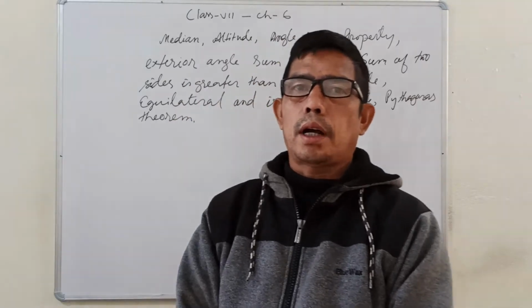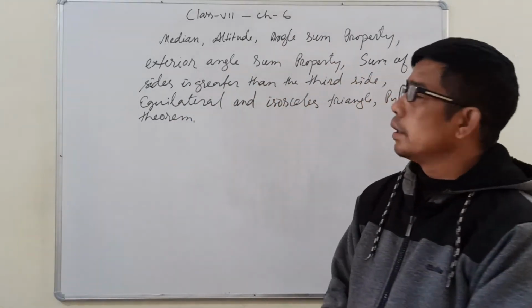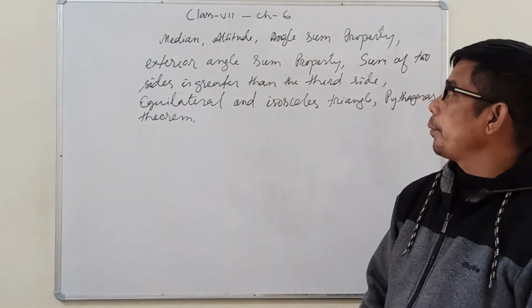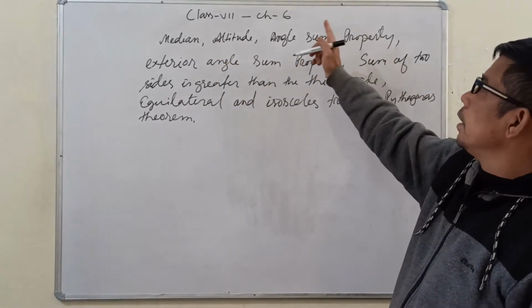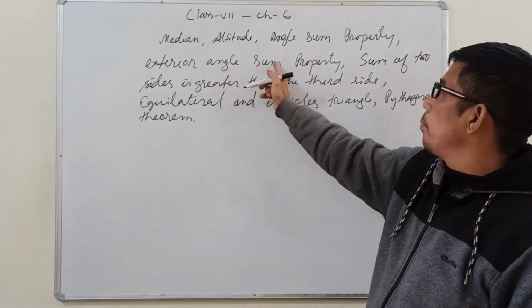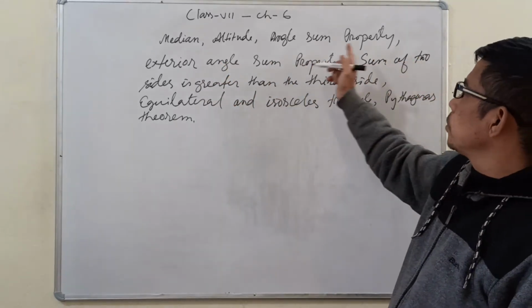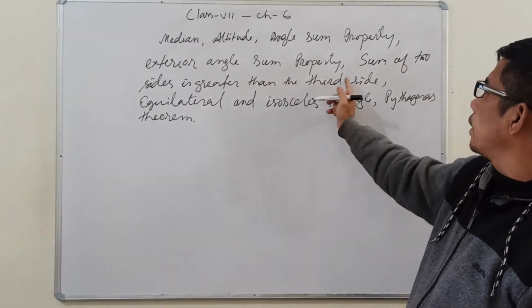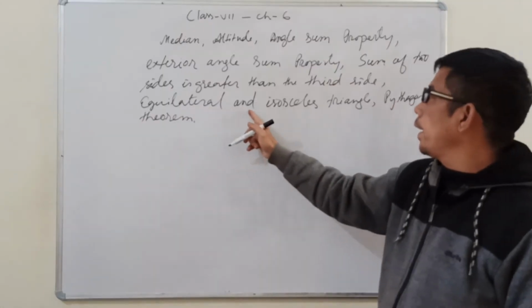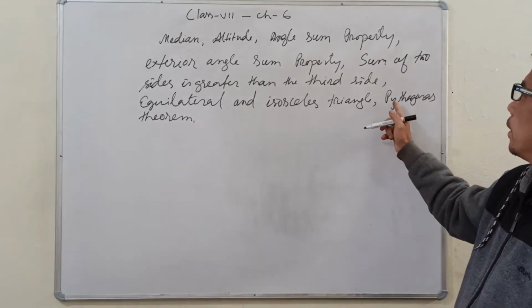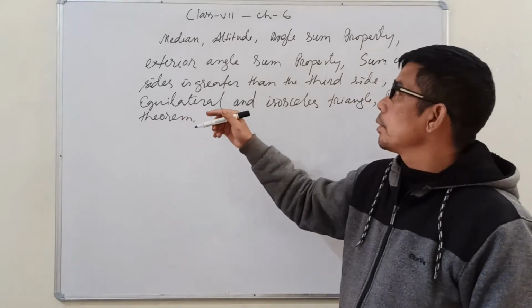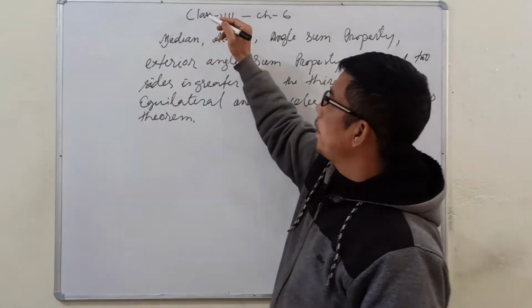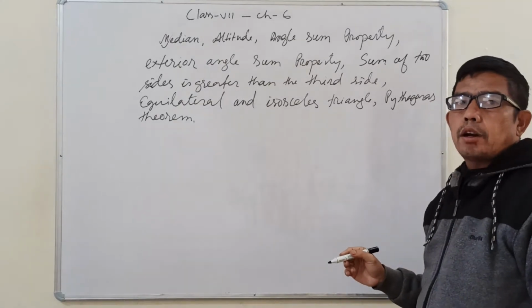So in this video class from chapter 6, we shall pick up the topics median, altitude, angle sum property, exterior angle sum property, sum of two sides is greater than the third side, equilateral and isosceles triangle, and last one, Pythagoras theorem. So let's pick up the first one, that is median. What do you mean by median of a triangle?